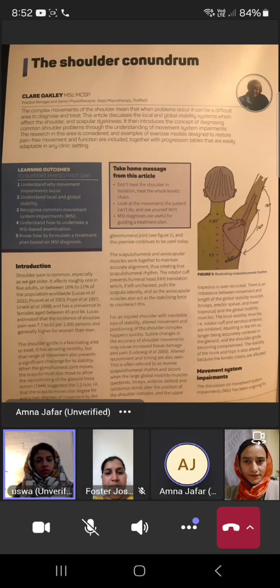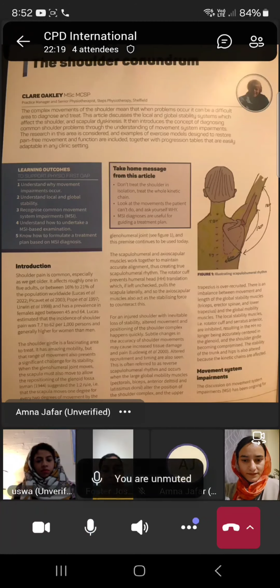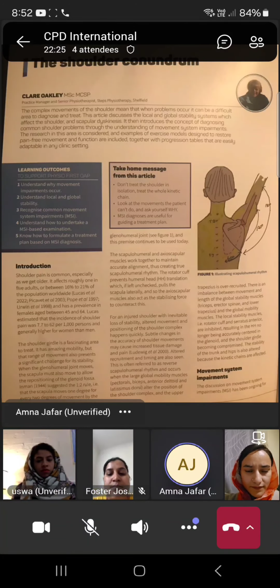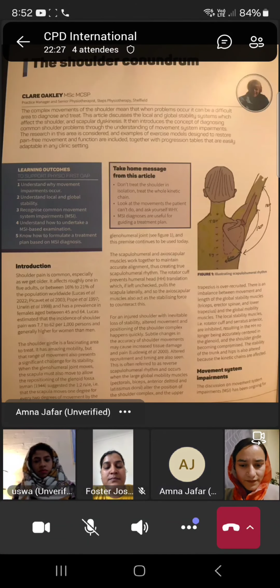As we all know, shoulder pain is very common, especially as we get older. It affects roughly 1 in 5 adults, and the prevalence has been seen in females aged between 45 and 64. Do you agree with me? Yes. So generally, what do you think, do women suffer from shoulder pain or men?